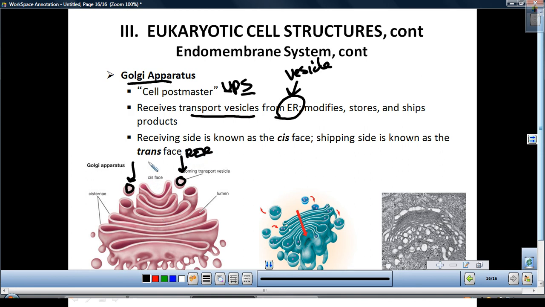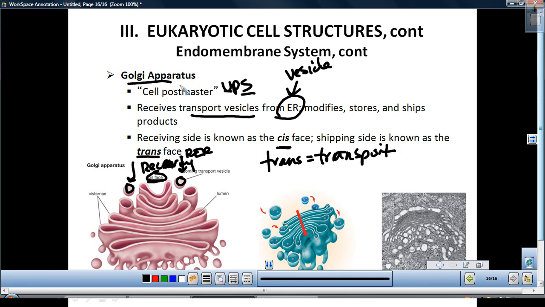So there is actually a receiving side, okay? There's a receiving side of the Golgi, which we call the cis space. Can you see this word right here, C-I-S? It's called the cis space. So if you look right up here, there it is. The cis space is the receiving side. The shipping side is called the trans space of the Golgi. If you just remember trans, sounds like transport.